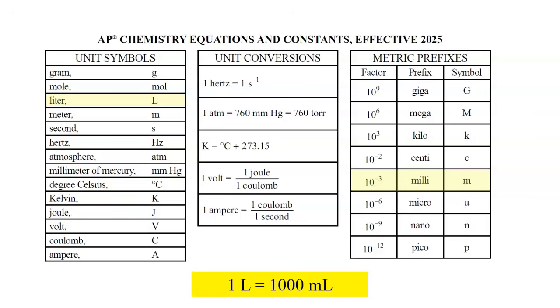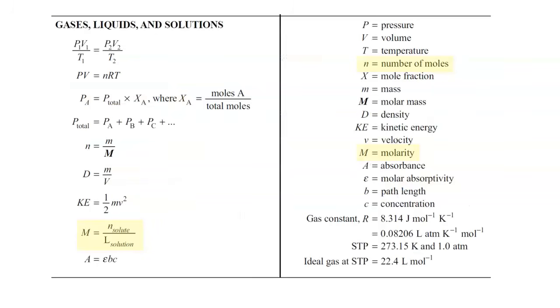Also, on this next slide is a portion of the AP Chemistry equations and constant sheet. This is the section entitled Gases, Liquids, and Solutions. On the right of this slide, you can see that N, lowercase n, represents the number of moles, and that capital M is an abbreviation for molarity. And then on the left of this slide, near the bottom, you can see that the definition of molarity is moles of solute divided by liters of solution. Okay, now that I've given you that definition of molarity, let's take a look at question 5 in this packet.